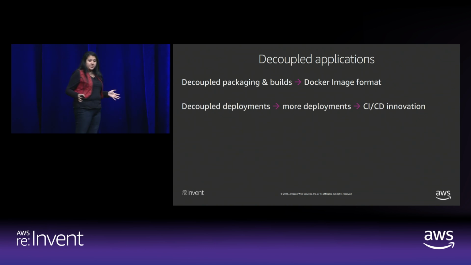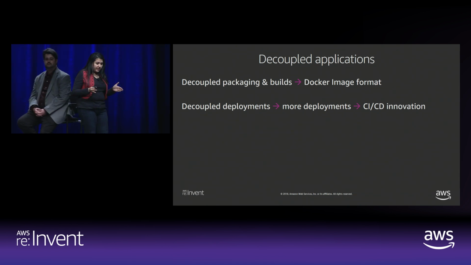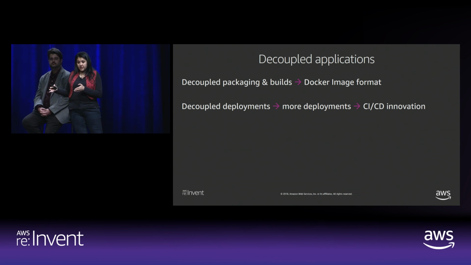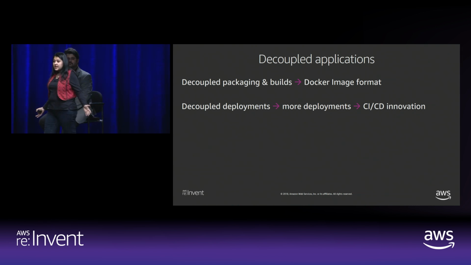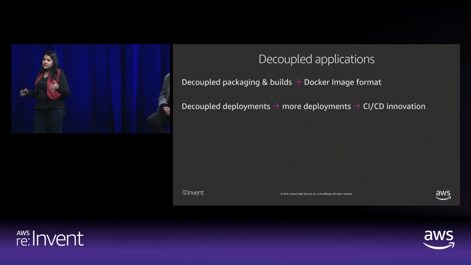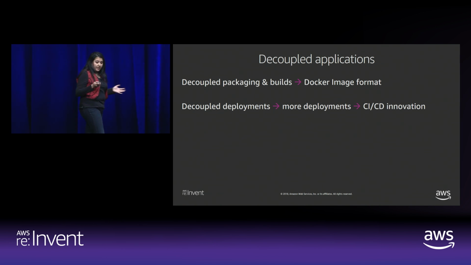There was a need to decouple deployments for these applications. We were no longer just deploying these bulky VM images with everything in it. In fact, we were deploying individual container images within these VMs. And so there were a lot more deployments, and there was a lot that happened on the CI/CD front to enable faster and safer container deployments.